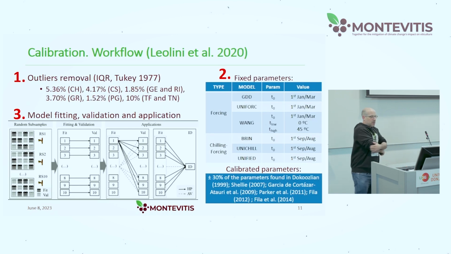In this case, okay, what we did. The workflow of the calibration procedure was, first of all, we removed the outliers of the data. So here we did a first calibration, and the data that was outside the interquartile of the residuals was removed. Okay, you can see here for the different varieties how many values were removed.